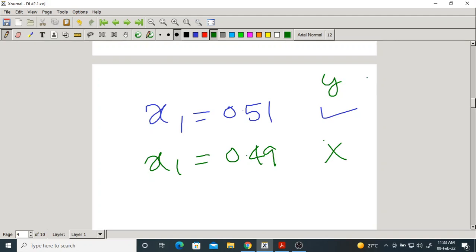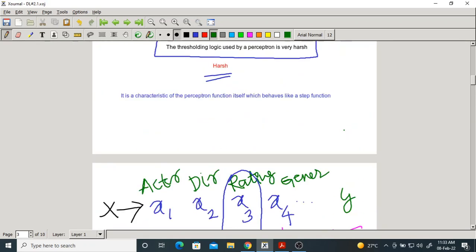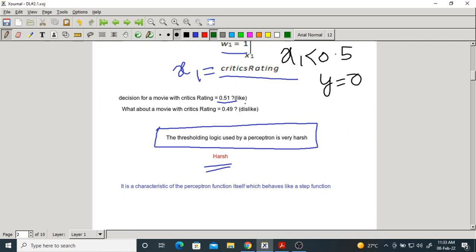But suppose I have two movies with ratings 0.51 and 0.49. I would have said that both movies are okay to me. I would have said I like both movies because the difference is very, very small. But your perceptron is taking a very drastic decision of saying a movie with a rating 0.51 is a good movie, and 0.49 is a bad movie, that you like this movie or you don't like this movie. It is not good, right? This is because the characteristic function of a perceptron behaves like a step function.